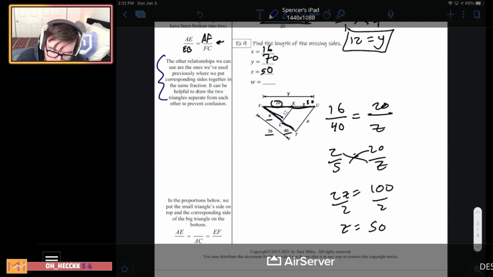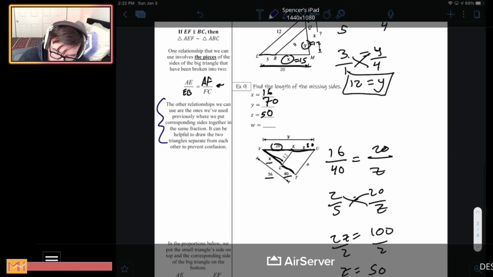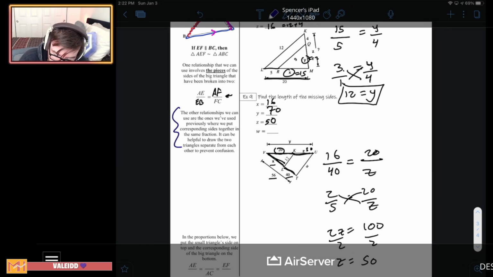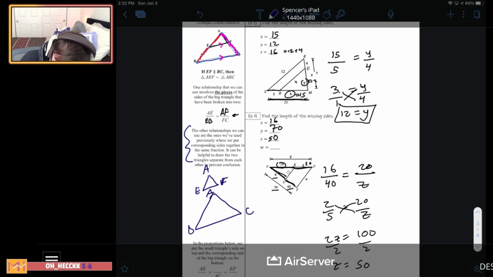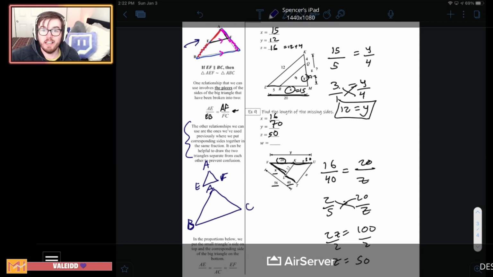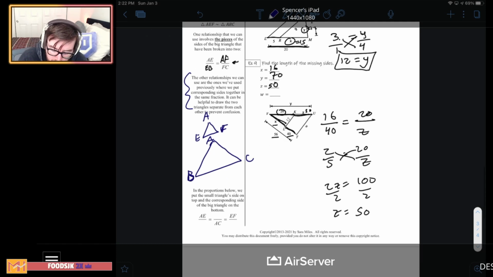So look at this blurb that I wrote here. Other relationships we've been using are still true when it comes to these triangles. You've got the small triangle and you've got the big triangle, right? They're similar. We got A, E, and F, A, B, and C, right? Referring to this triangle up here. I've just separated them. We still have the luxury of scale factors, right?